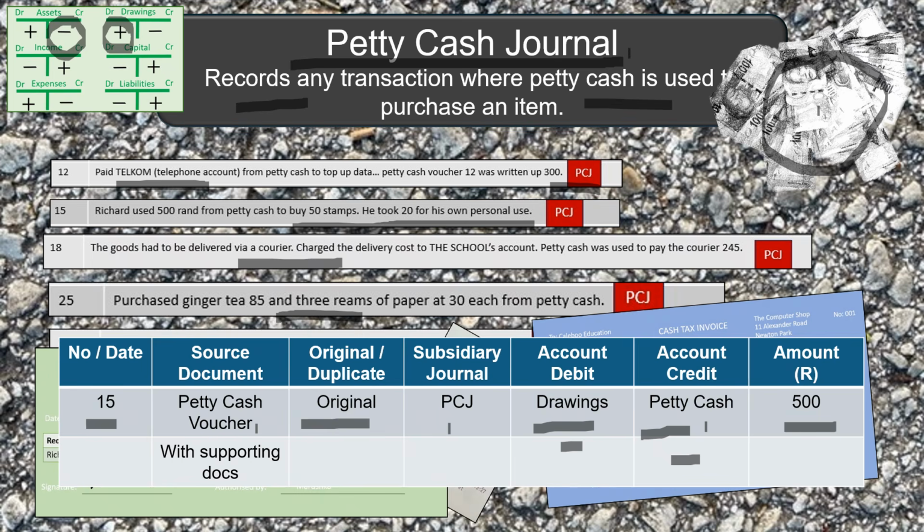Now what I'm going to do, this has gone for 40 minutes. I'm going to stop here, and the next video I make will be on credit journals, the debtors journal and the creditors journal, and the returns or allowances journals.